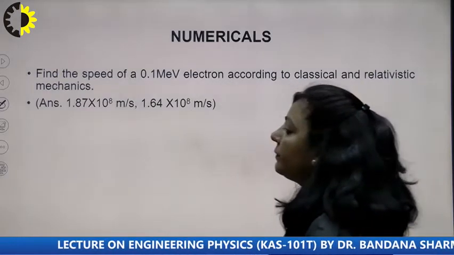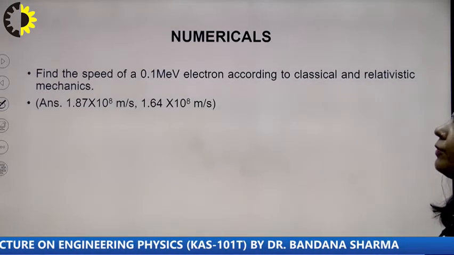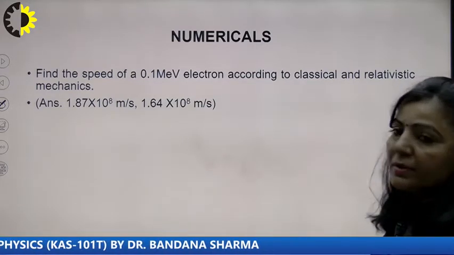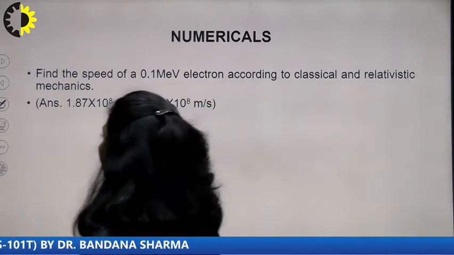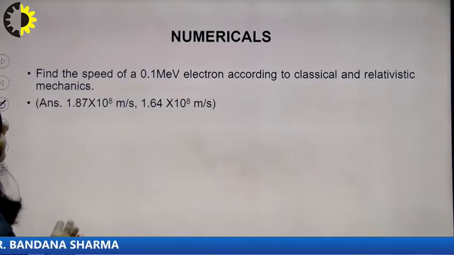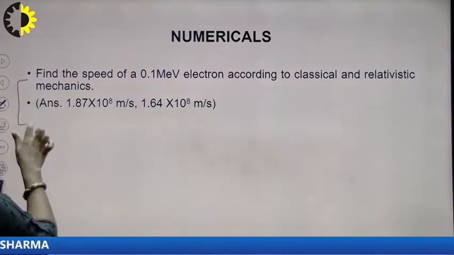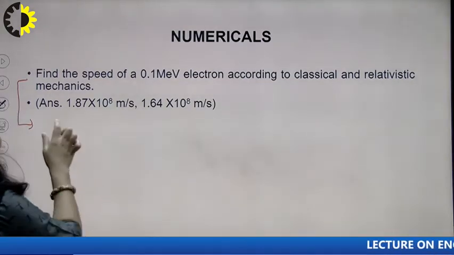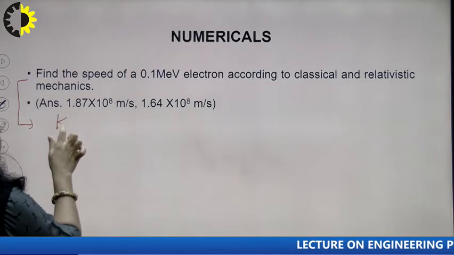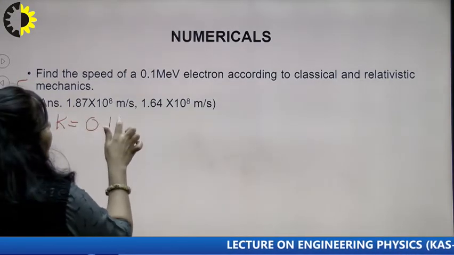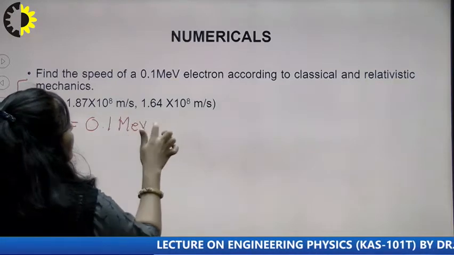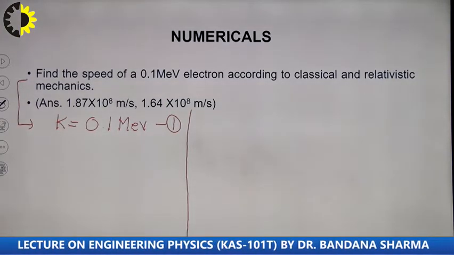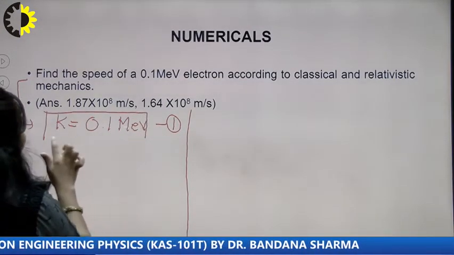Now the next question is, find the speed of a 0.1 megaelectron volt electron according to classical and relativistic mechanics. This is an interesting question. What you have to do here is find the speed of a 0.1 megaelectron volt electron. So what is given in the question? The kinetic energy of an electron is given. The particle is an electron, and its kinetic energy is 0.1 megaelectron volt.